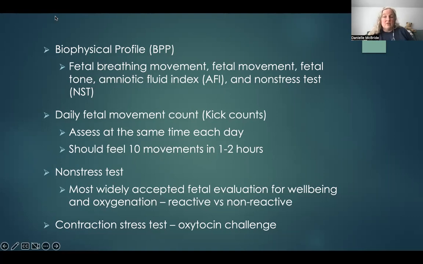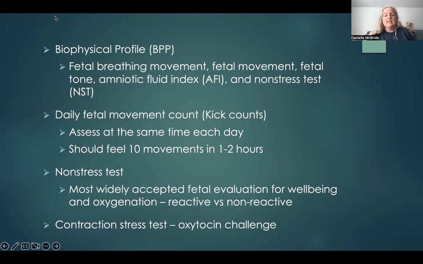We're looking for a reactive tracing. So we're looking for a heartbeat that's in the normal range of 110 to 160. We're looking for moderate variability. That's going to be our squiggly line on our tracing. We're looking at accelerations from the baseline and no decelerations. Those are the criteria for a non-stress test. And when that is all reassuring, then that gives us a good evaluation that the baby's well oxygenated and doing well in that moment. Okay. And the criteria for the non-stress test, we're going to look at more later in week 3.